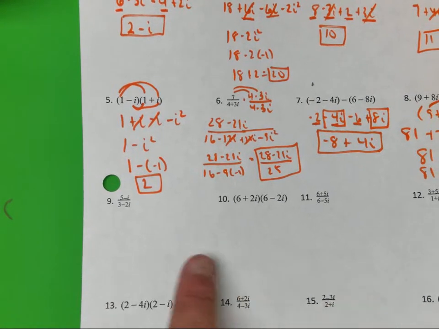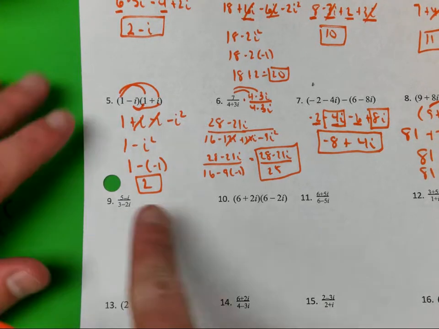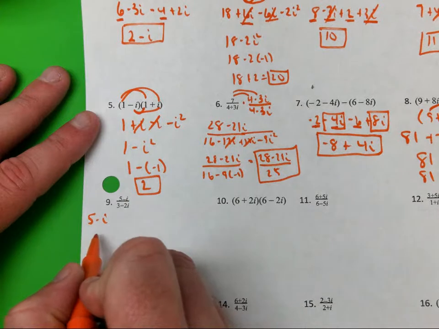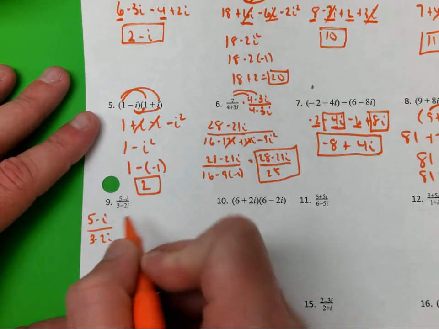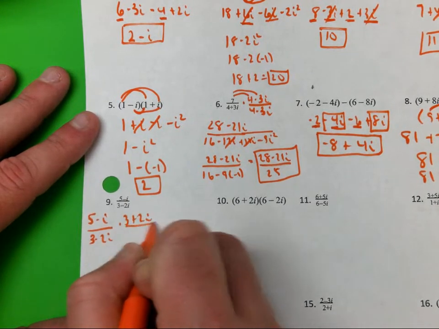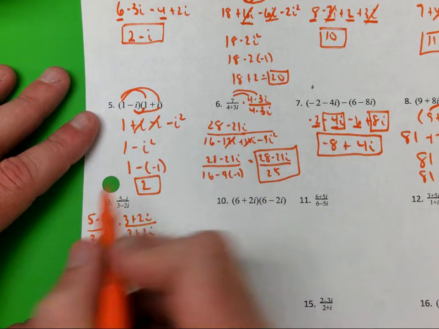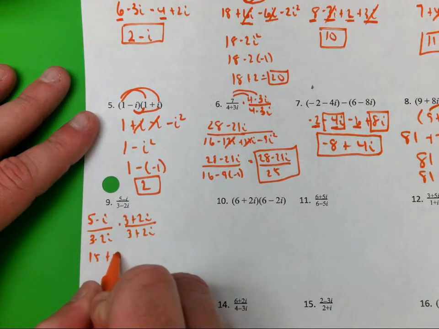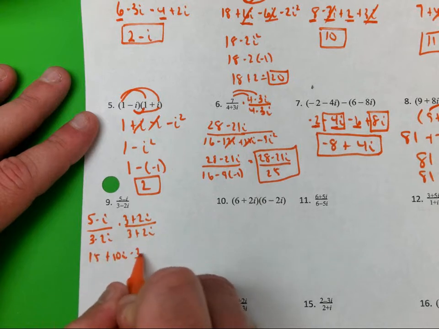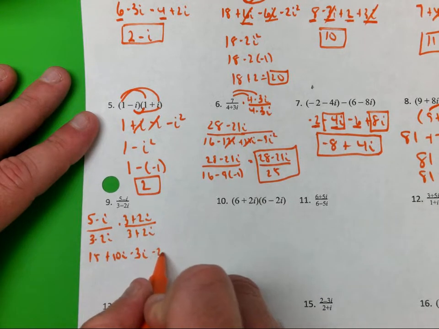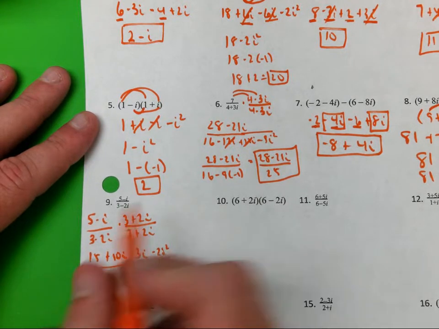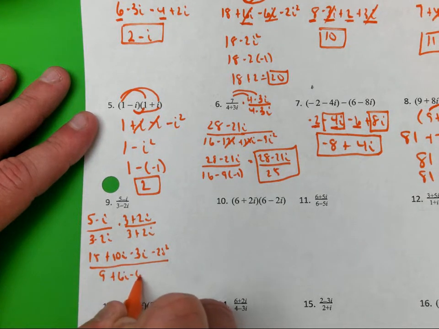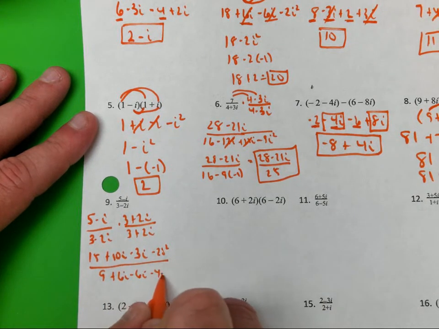On number 9, we have an i in the denominator. We need to multiply by the conjugate. The conjugate of 3 minus 2i is 3 plus 2i. 3 plus 2i. 5 times 3 is 15. 5 times 2i is 10i. Negative i times 3 is negative 3i. Minus 2i squared. All over 3 times 3 is 9. Plus 6i minus 6i minus 4i squared.